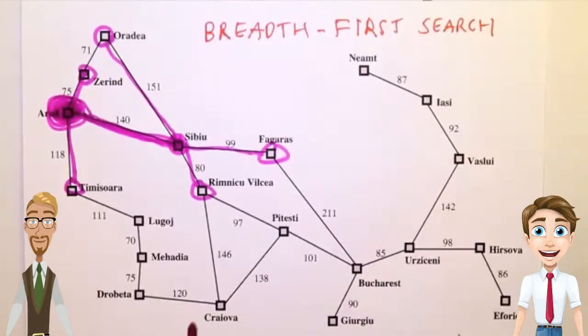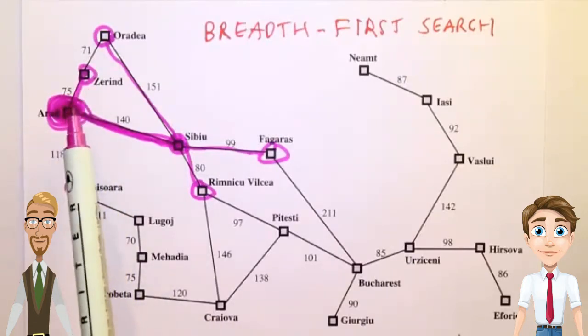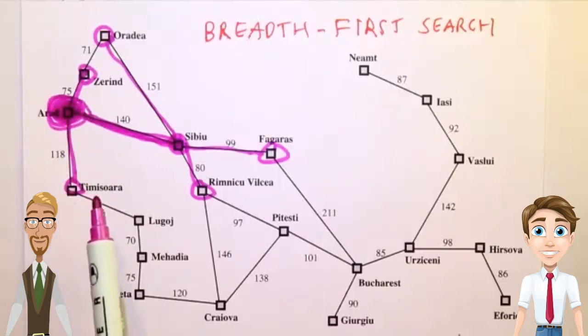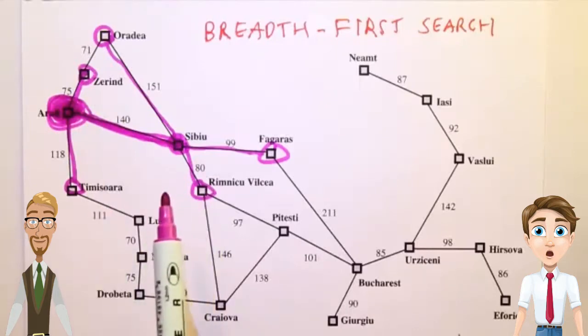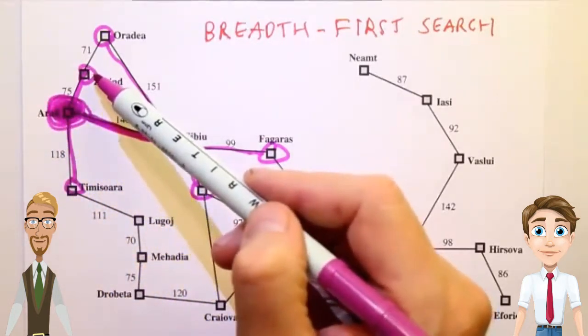And the answer is that breadth-first search always considers the shortest path first. And in this case, there's two paths of length 1, the path from Ered to Zerin and Ered to Timisoara. So those would be the two paths that would be considered. Now let's suppose that the tie is broken in some way, and we chose this path from Ered to Zerin.